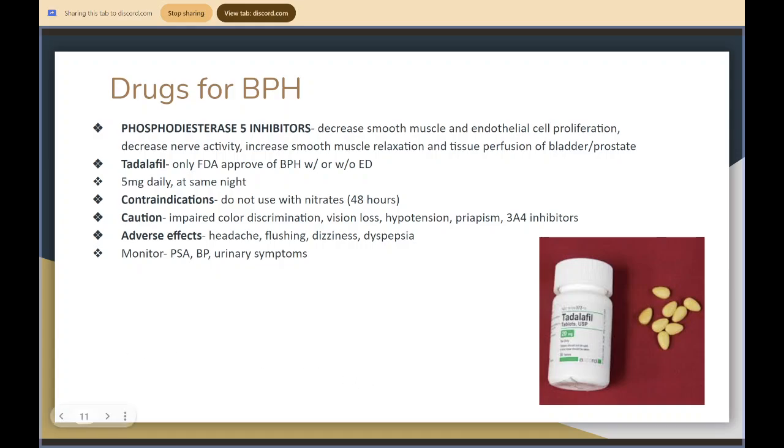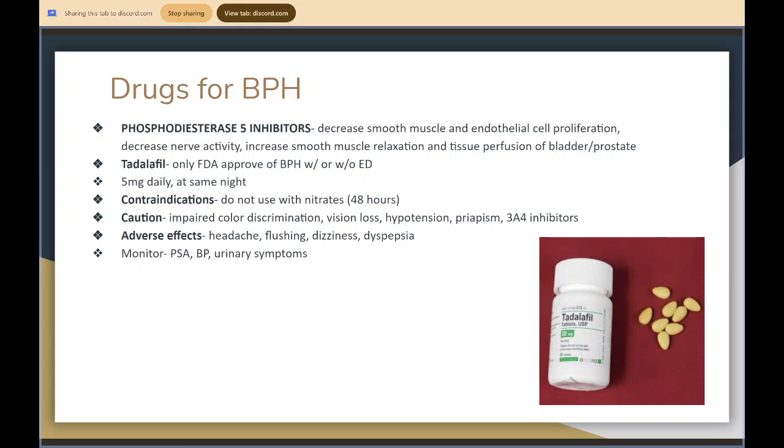So their mechanism of action is going to be decreasing smooth muscle and endothelial cell proliferation. There's going to be a decrease in nerve activity and increased smooth muscle relaxation, along with tissue perfusion of bladder and prostate. So tadalafil is the only FDA approved treatment of BPH, and that can be with or without erectile dysfunction. 5 milligrams daily, same time at night.